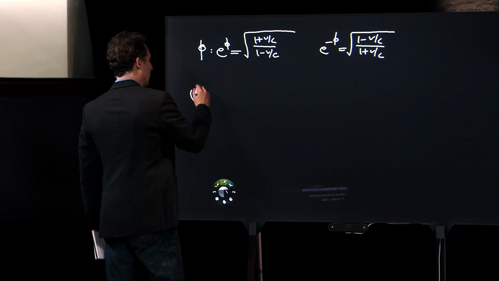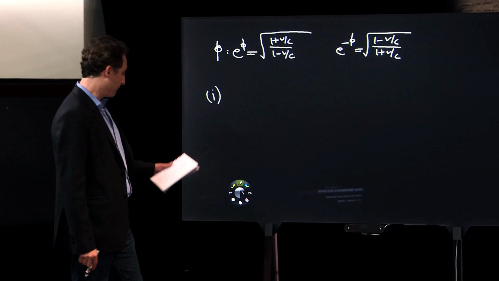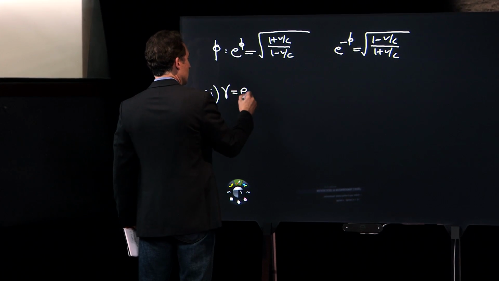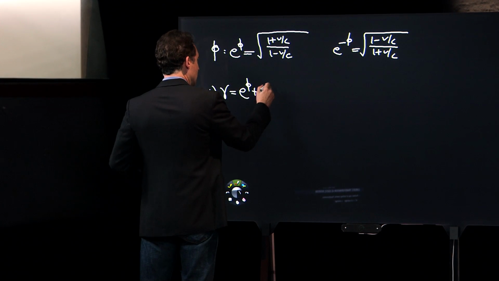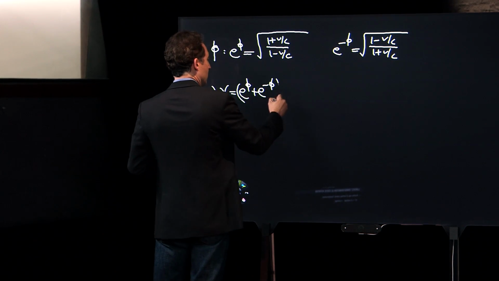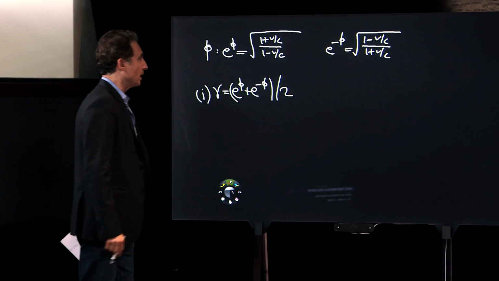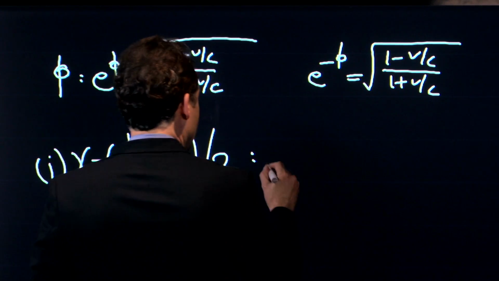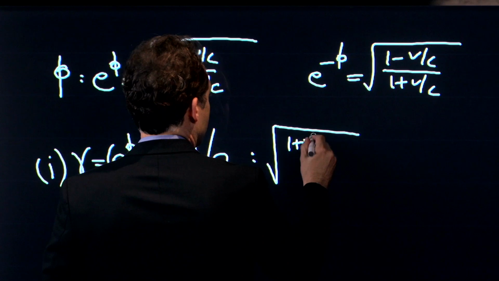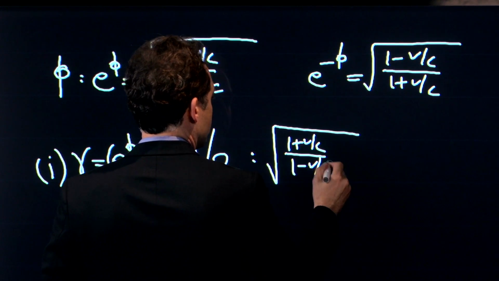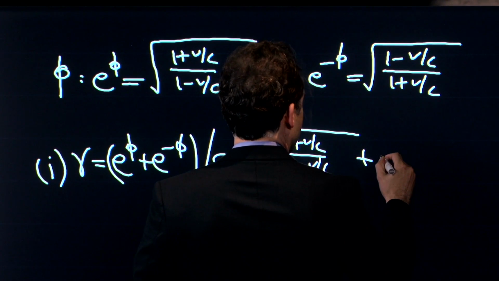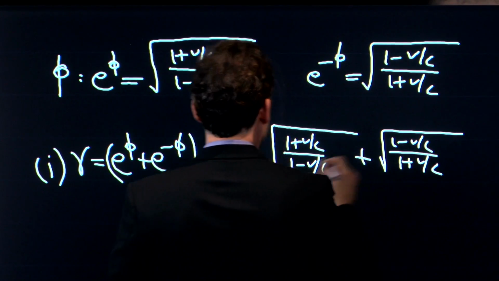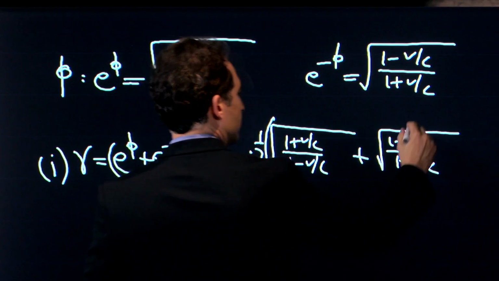So point number 1 that I'm going to make: with that definition of phi, you can show that gamma is equal to e to the phi plus e to the minus phi over 2. How do you do that? Well, just straightforward calculation. Let's spell it out. So e to the phi, square root of (1 plus v over c) over (1 minus v over c), plus e to the minus phi, square root of (1 minus v over c) over (1 plus v over c). And we're going to take 1/2 of this.